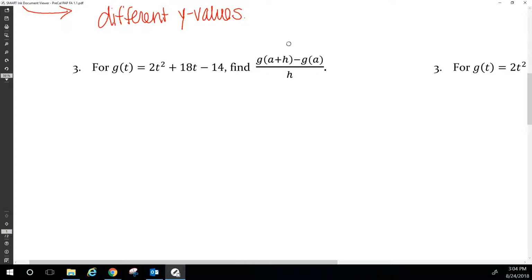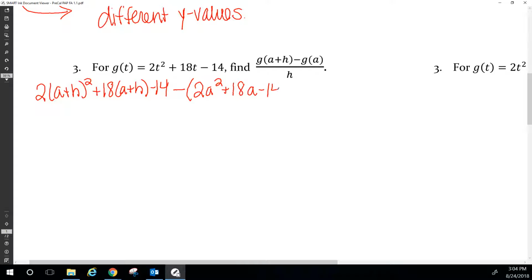So the first part I'm evaluating at a plus h, which means for every t in my function, I'm going to put a plus h. So 2 times a plus h squared plus 18 times a plus h minus 14. So that's just this portion here. And then subtracting off g of a, which means I'm going to plug a into the function. So this would be 2 times a squared plus 18a minus 14. All of that is over h.